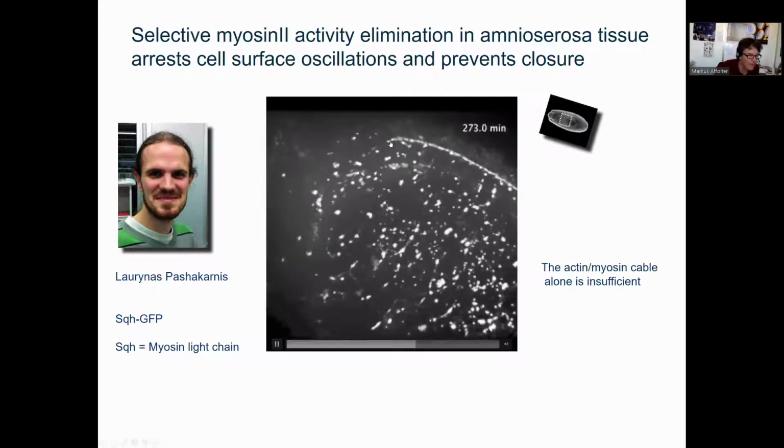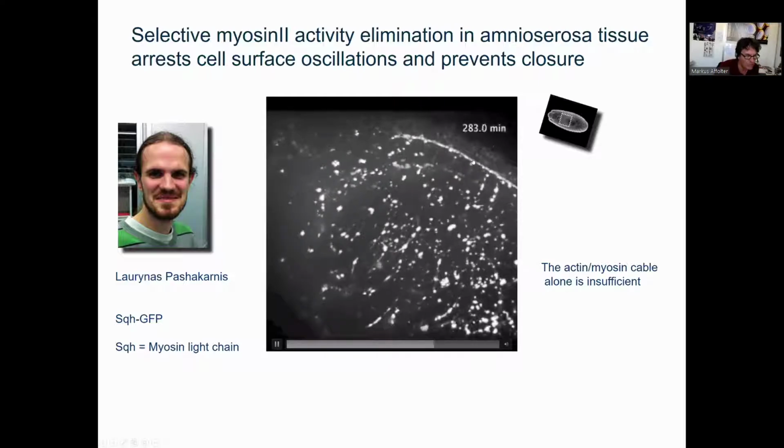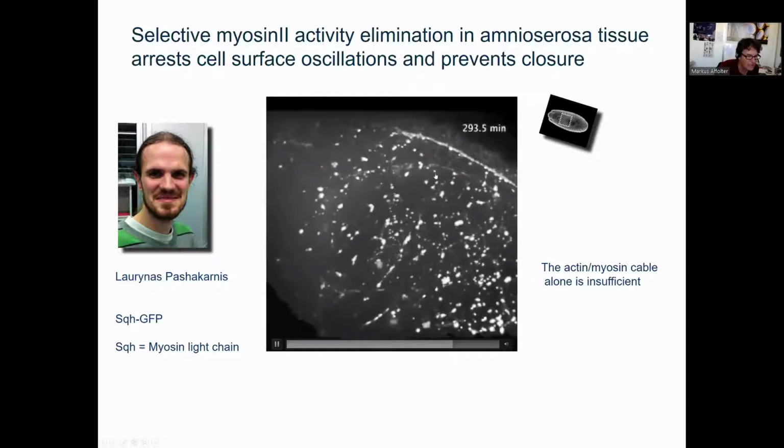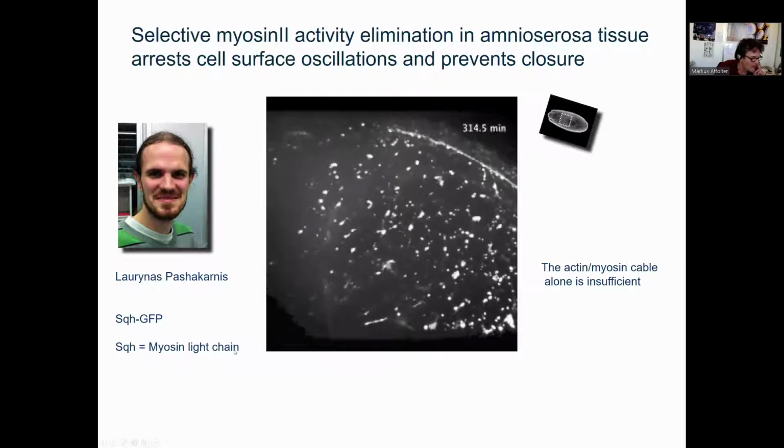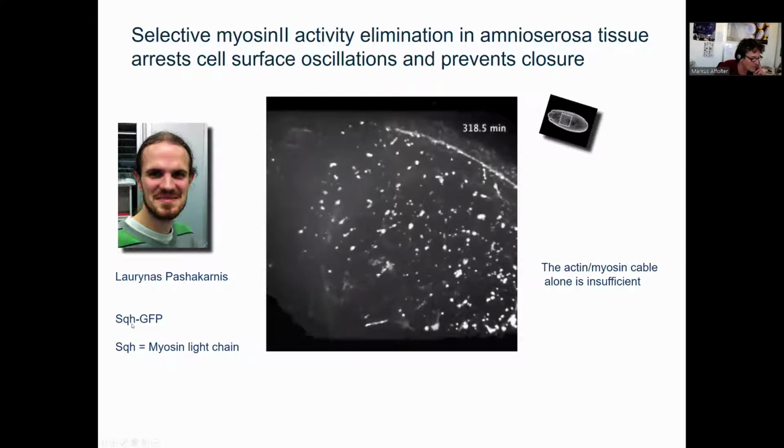This is the cable that is proposed to be important as well. The cable is normal because we only degraded actomyosin in these cells. So we had a fly that had the myosin light chain fused to GFP. Squash is the myosin light chain. We had a mutant of squash, and this mutant was rescued with a transgene that had squash GFP. So the only protein that can make active actomyosin here is the GFP protein. And when we deplete it only in these cells by expressing degrad in the amnioserosa, we only deplete forces in the amnioserosa. All the other forces are normal.